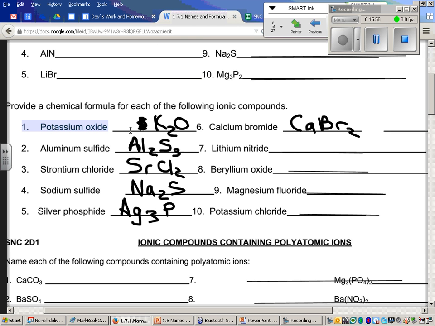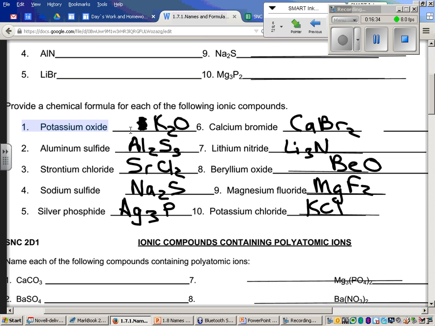Lithium nitride. Jocelyn, right? Li3N. Nice. Beryllium oxide. Shayna. BeO. Didn't I do that as an example? I think I did. Anyway. Magnesium fluoride. Trent. MgF2. I like it. And potassium chloride. Okay, Kayla, what do you got? KCl. All right, nicely done.